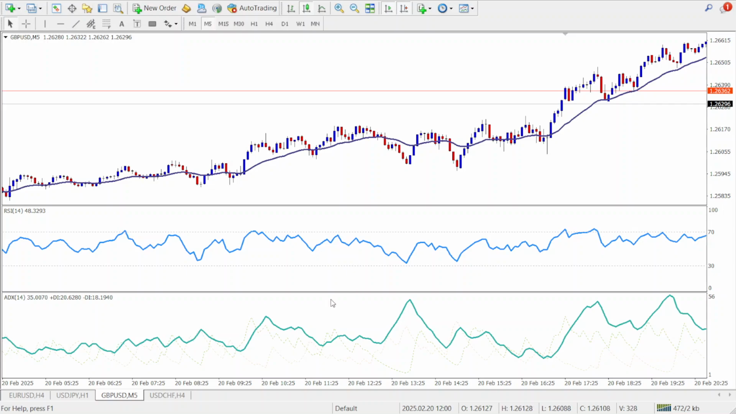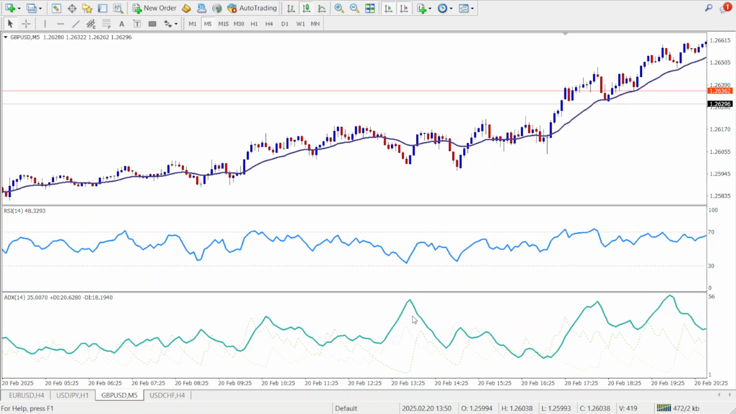Now let's talk about the ADX, or the Average Directional Index. Now the ADX measures the strength of a trend. It doesn't tell us direction, but it lets us know how strong the current trend is. This is crucial because a strong trend is much more likely to continue than a weak one. So the ADX is usually displayed as a line, and here's how we use it.